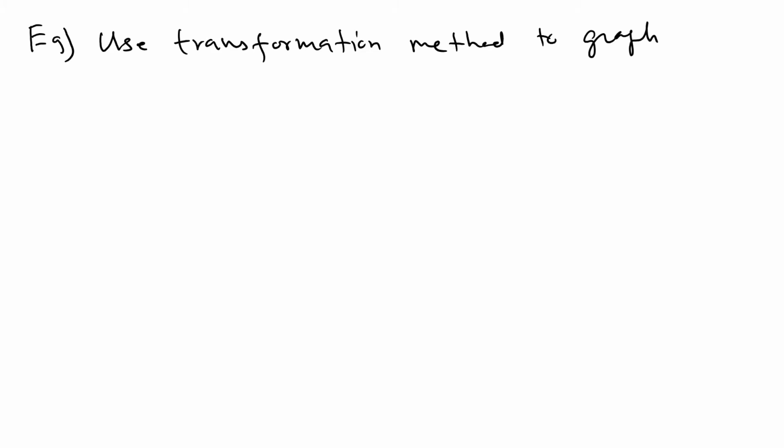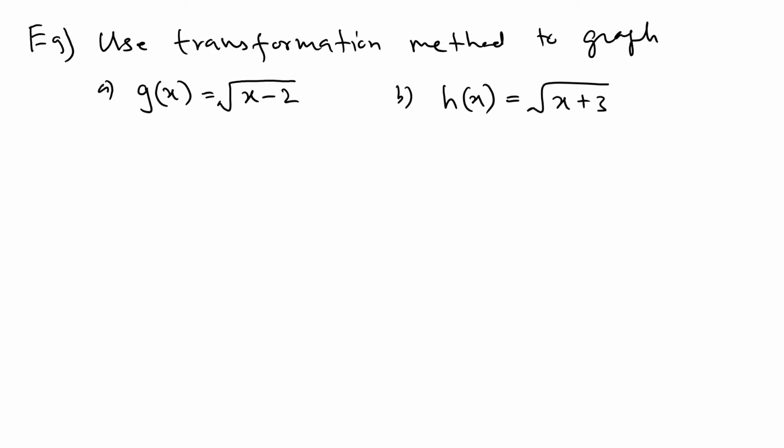Use the transformation method to graph A: g(x) equals square root of (x minus 2), and let's say h(x) equals square root of (x plus 3). Also find the domain and the range.